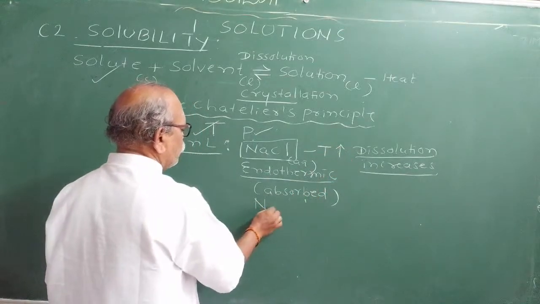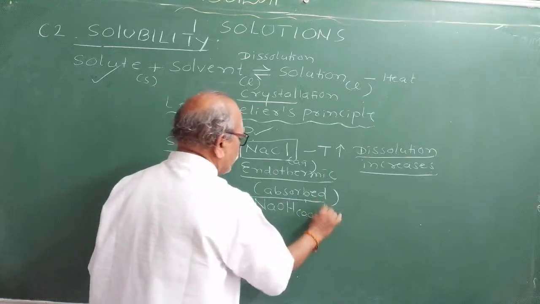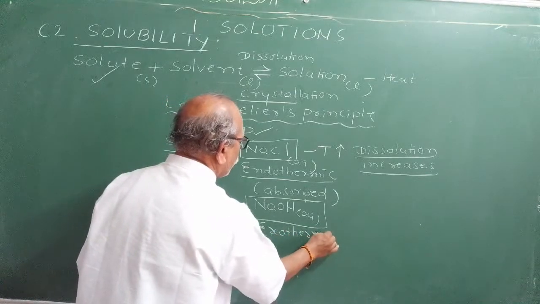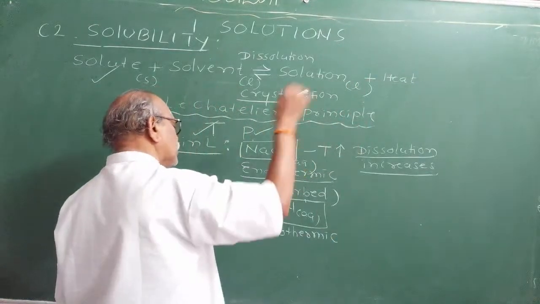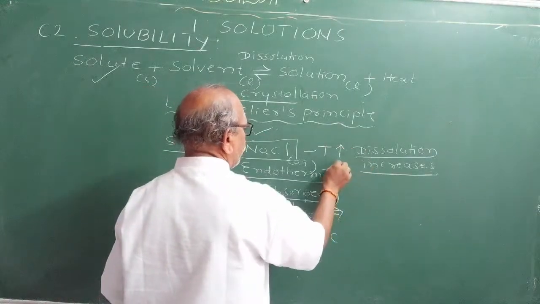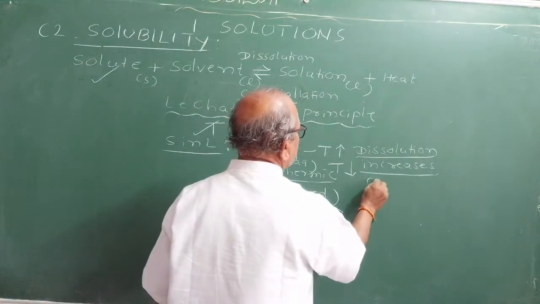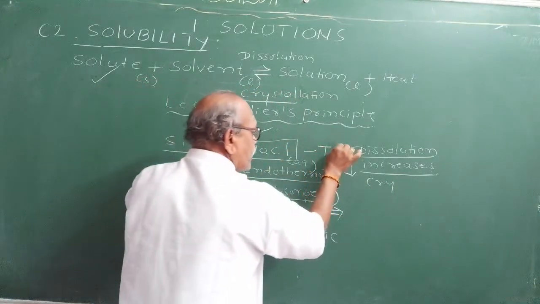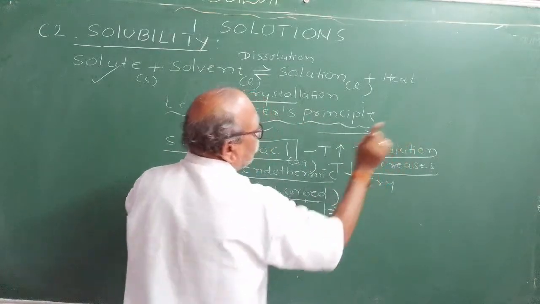For example, if you take sodium hydroxide in water, we discussed that it is exothermic. Dissolution of sodium hydroxide in water is exothermic. Then what happens? Heat energy will be liberated to the surroundings. When the temperature is decreased, the backward reaction takes place. If the dissolution is endothermic, what is the effect of increase in temperature? The reaction shifts to the forward direction. Forward direction means dissolution increases.